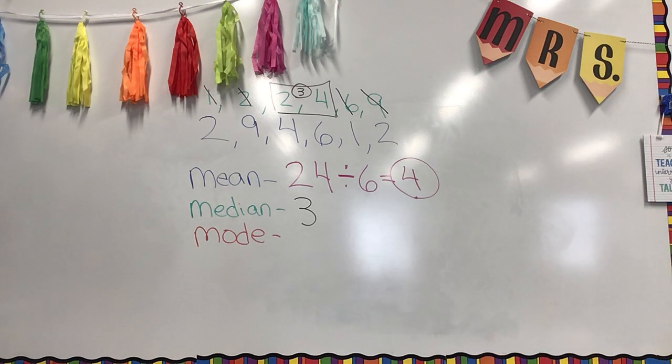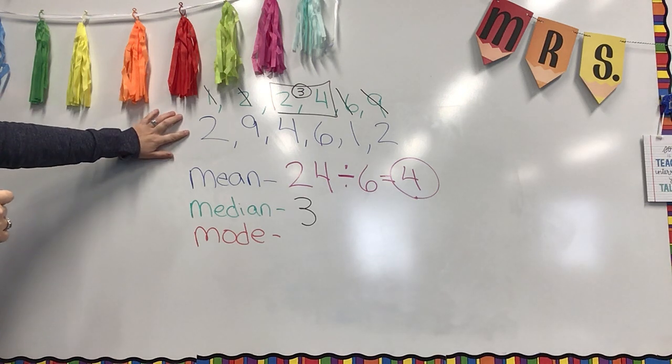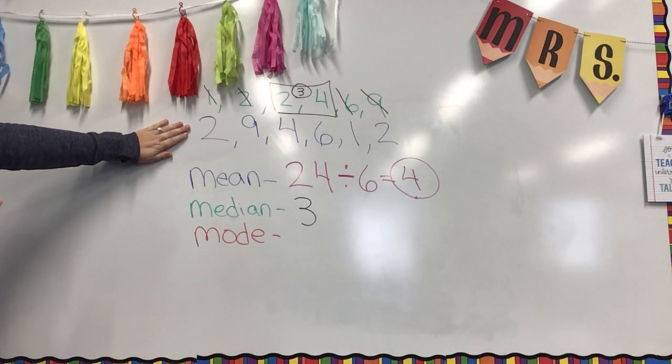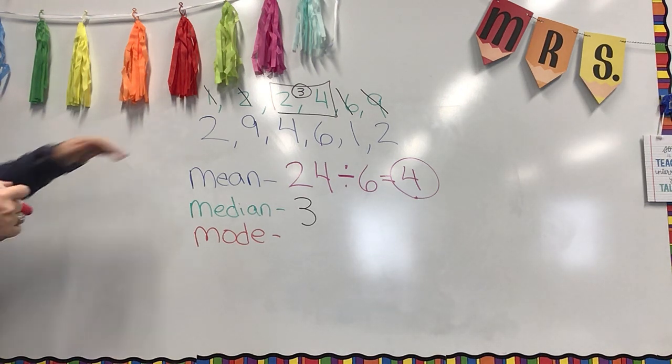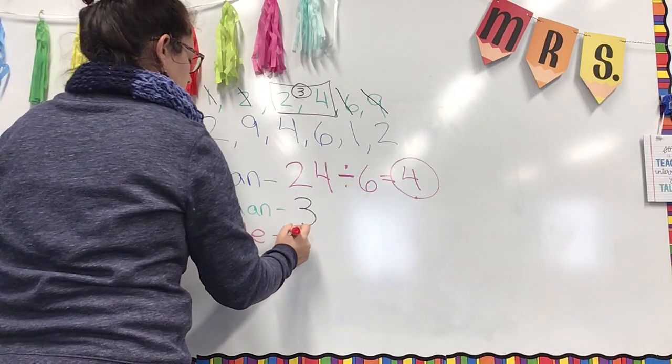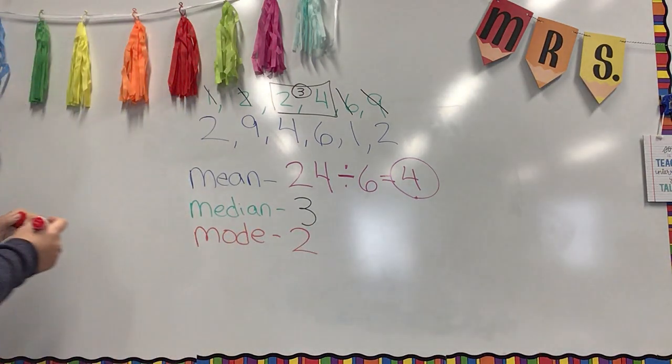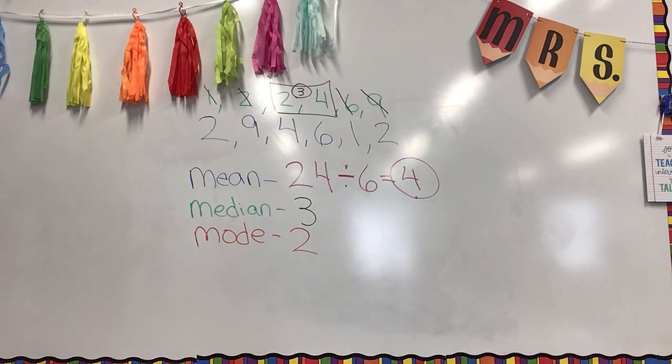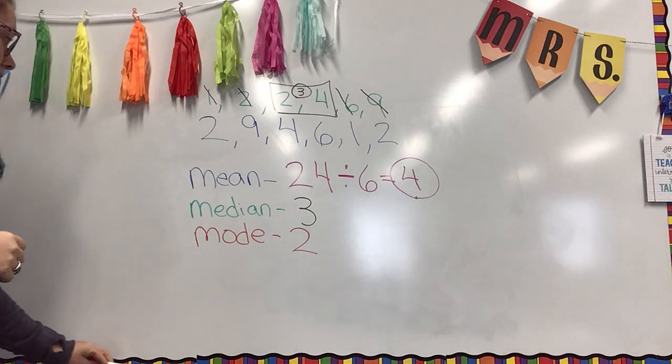Is it the 2, 9, 4, 6? Yep. What number appears the most? Right here. 2. Very nice. I have 2 2s. Is there anything else I have more of? No. Sometimes you could have 2 modes. I could have 2 2s and 2 9s. So 2 and 9 would be your mode. Okay, that happens sometimes. All right, last one.